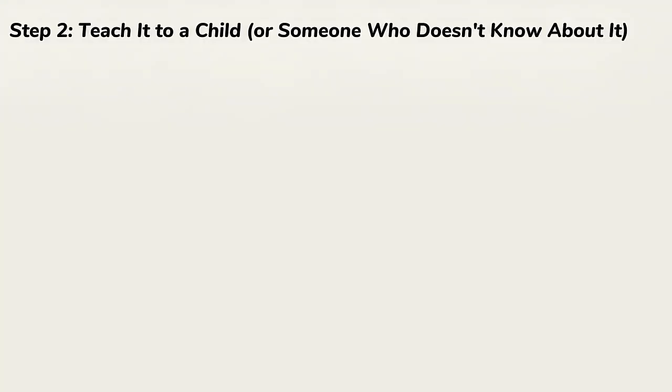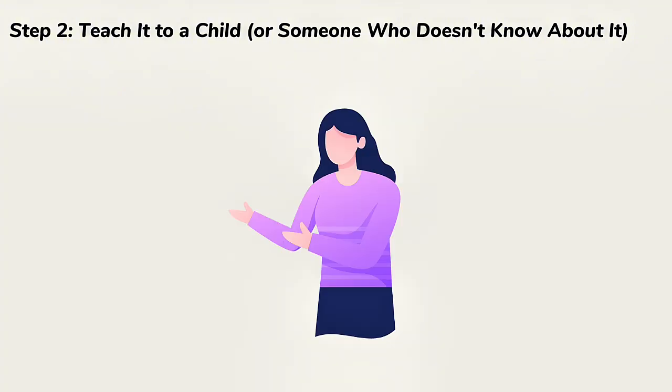Step 2. Teach it to a child or someone who doesn't know about it. This is the crucial step. Imagine you're explaining the concept to a younger sibling, a friend who's never heard of it, or even your parents. Try to explain it in the simplest, most straightforward language possible. No jargon, no complicated terms, just plain, easy-to-understand explanations.